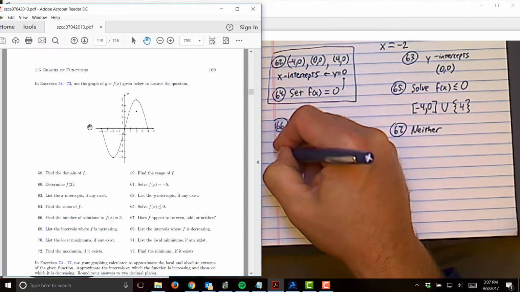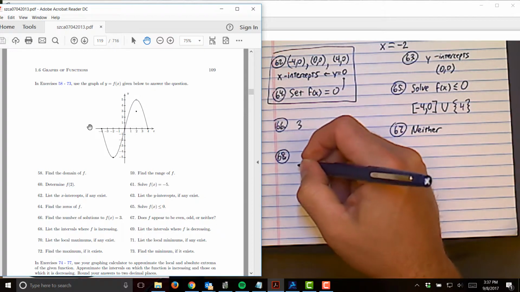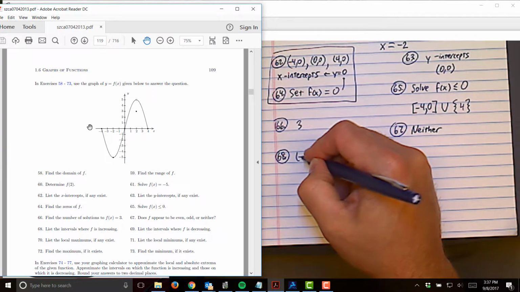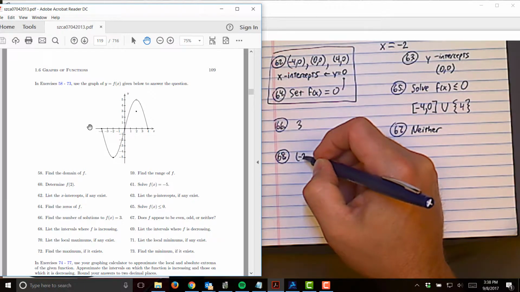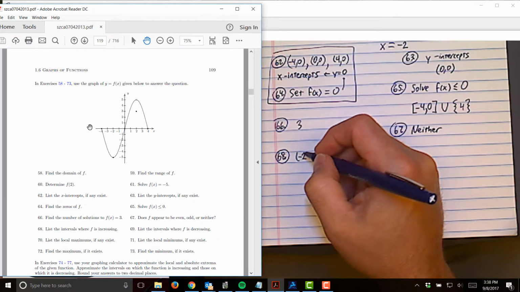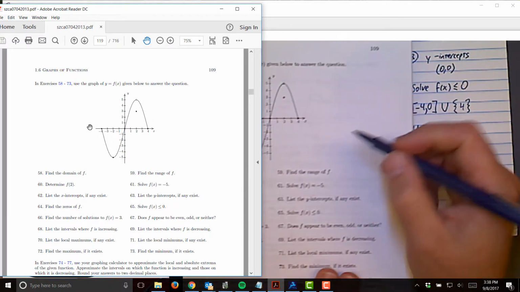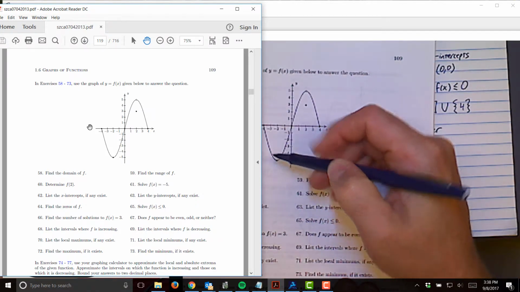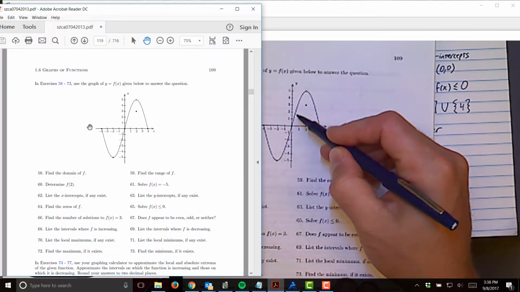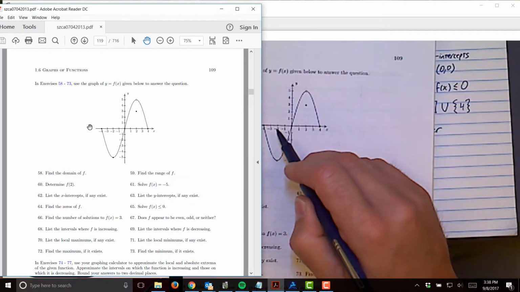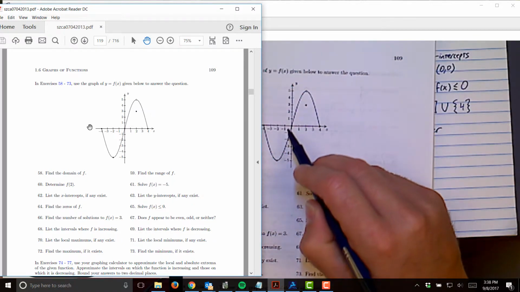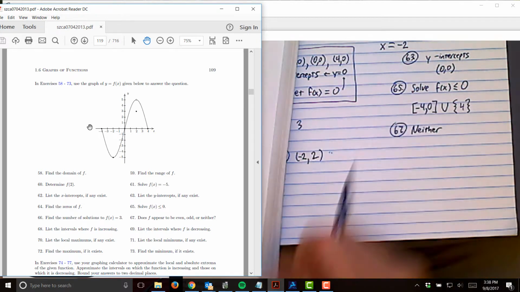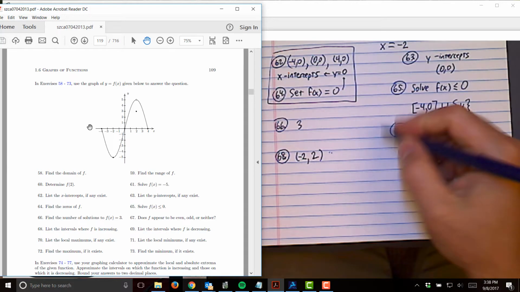Okay. 68. List the intervals where f is increasing. Well, I would say that, you think of driving a car from left to right. You know, I start out decreasing. But once I get to x equals -2, all the way up to, say, +2, anywhere in this range here, the car will be going uphill. So from -2 to +2 would be my answer for 68.